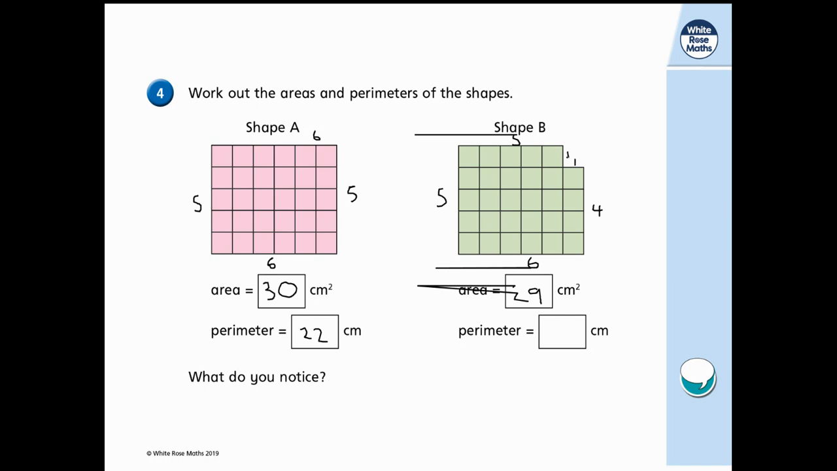So if I count around the outside, I've got 2, add 4 is 6, add 6 is 12, add 5 is 17, add 5, 22. So I've got the same perimeter, but different areas.